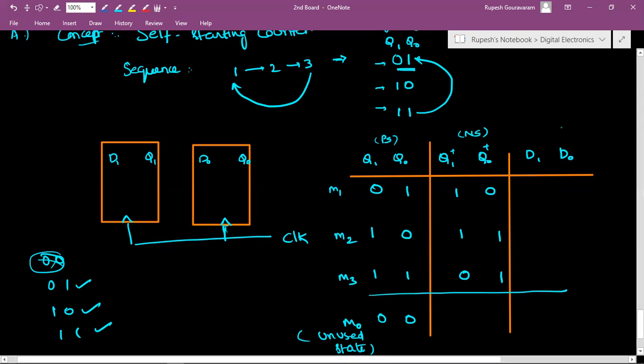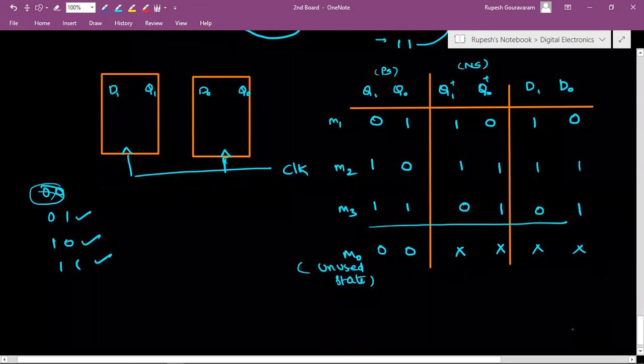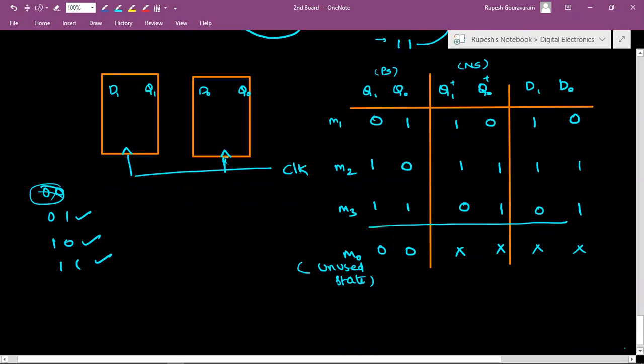Now, if you take D1 and D0, D1 replicates Q1 plus, that is 1, 1, 0. And D0 replicates Q0 plus, that is 0, 1, 1. And here, if it is 0 0, we need not care what the next state is, and we do not care what the inputs are, not needed. So based on this, if you construct the truth table, we constructed the truth table, and now we are going to see the K-map. So let me copy this.